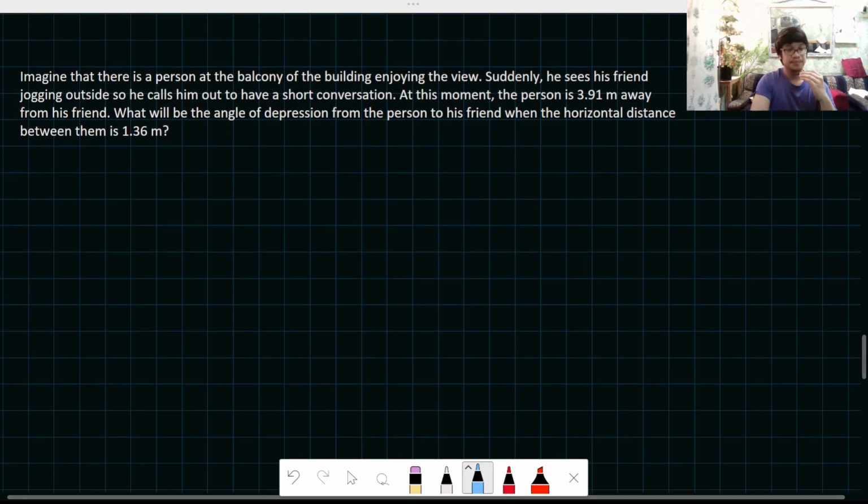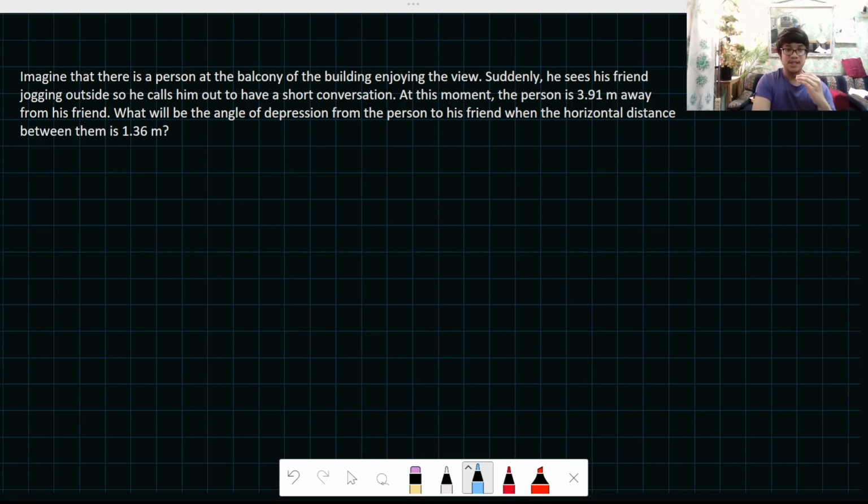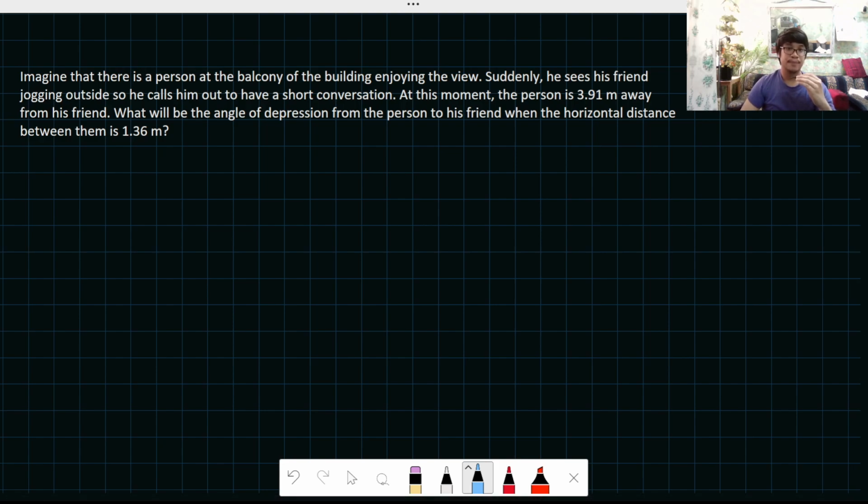We have this one. Imagine there is a person at the balcony of the building enjoying the view. Suddenly, he sees his friend jogging outside, so he calls him out to have a short conversation. At this moment, the person is 3.91 meters away from his friend. What will be the angle of depression from the person to his friend when the horizontal distance between them is 1.36 meters?